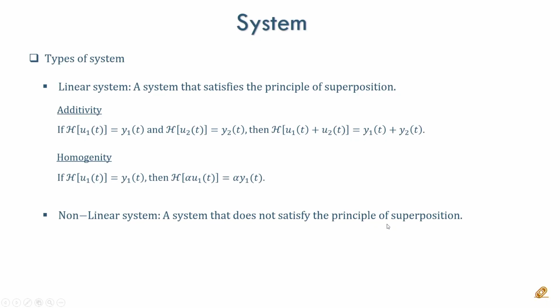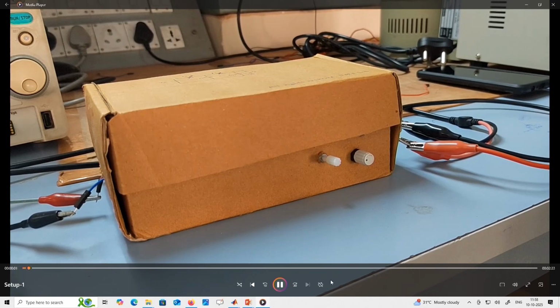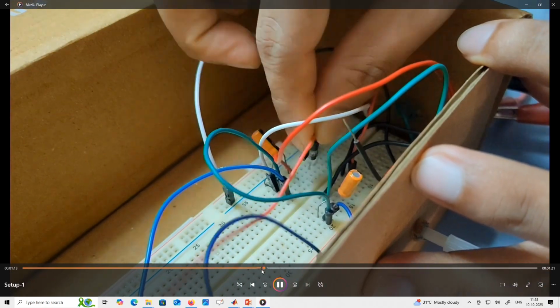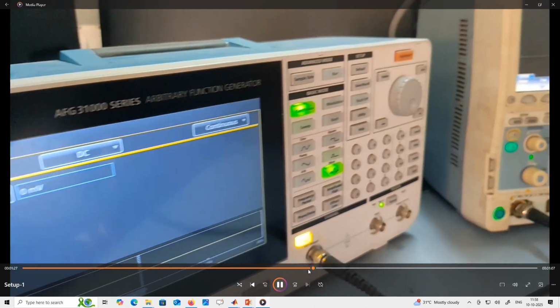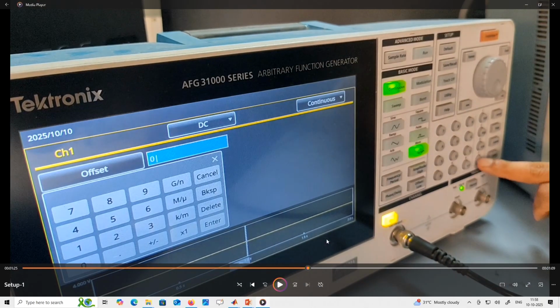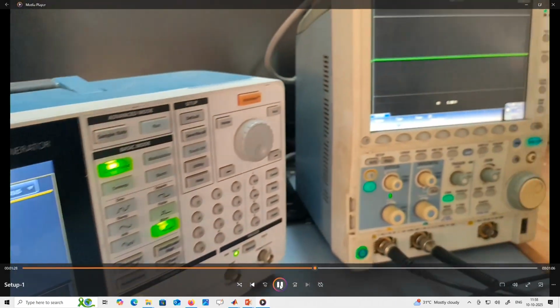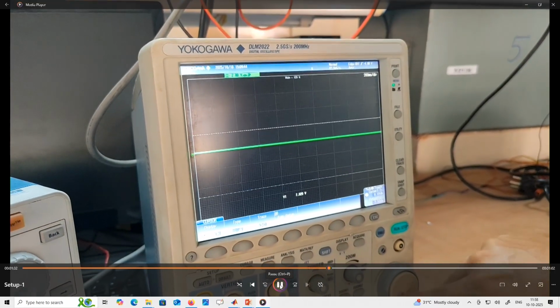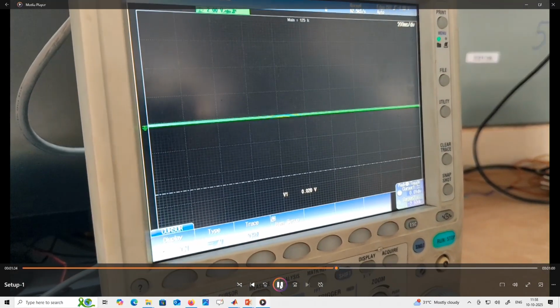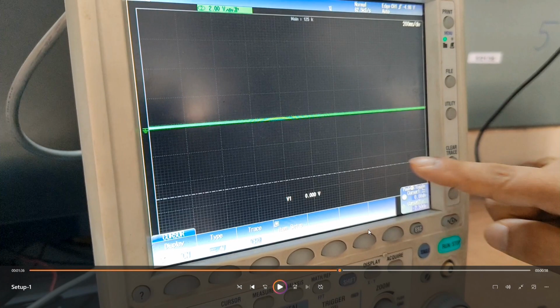Now you see, think about it. Let me just go back to the video again. I have to show you something. Okay, I am going back to the video. See, now I give 0 volt. So the output is 0. Okay, now think about it.